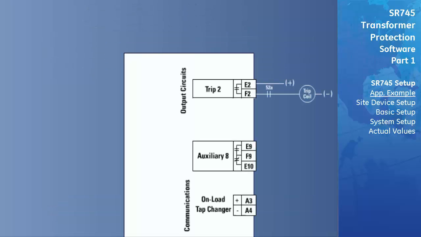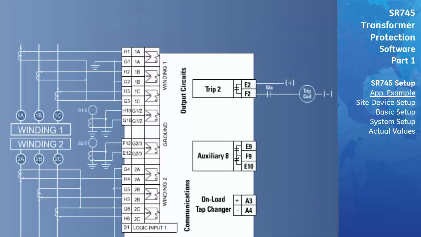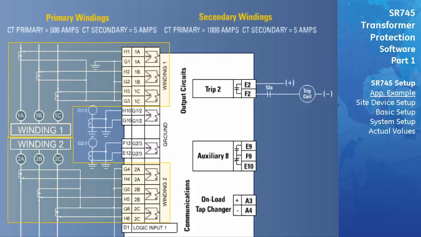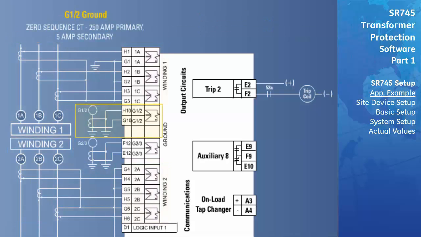The wiring diagram will provide the additional information required for the relay's configuration. The winding 1 CT primary will be 500 amps with a secondary of 5 amps. The secondary windings will have a primary of 1000 amps and a secondary of 5 amps. The G12 ground will be connected using a zero-sequence CT with a 250 amp primary and a 5 amp secondary.